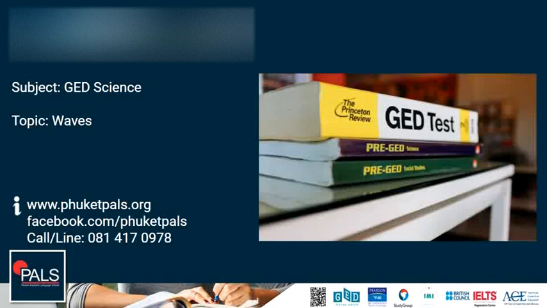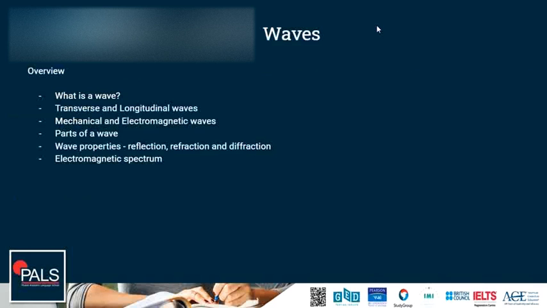Today's subject is GED Science and the topic is waves and energy transfer. Let's have a quick overview. We will talk about what a wave is. We will have a look at transverse and longitudinal waves, mechanical and electromagnetic waves, parts of a wave, properties, specifically reflection, refraction and diffraction, and the electromagnetic spectrum.